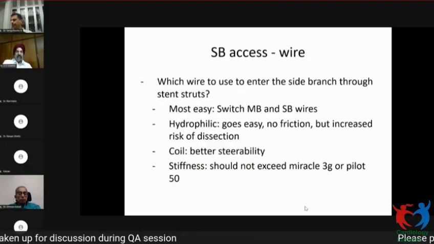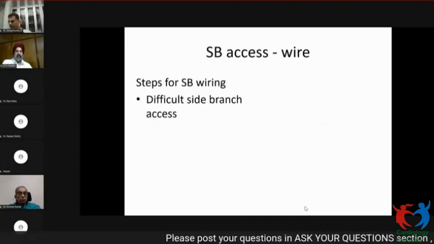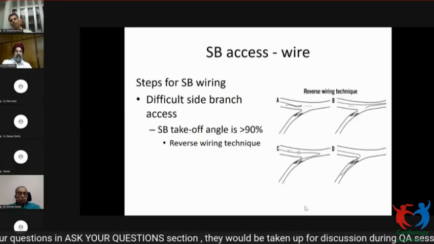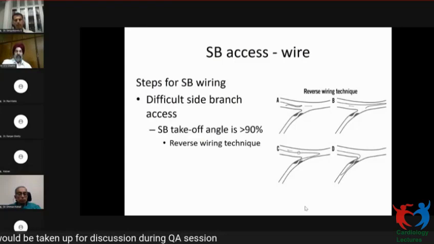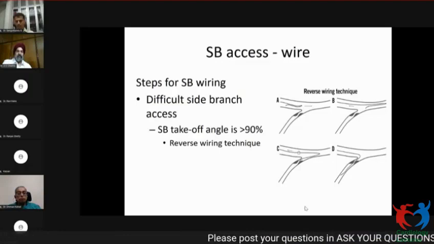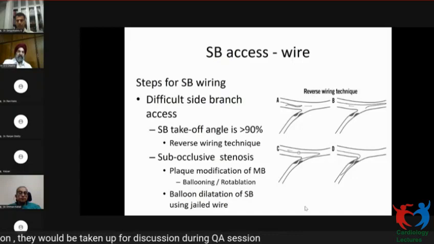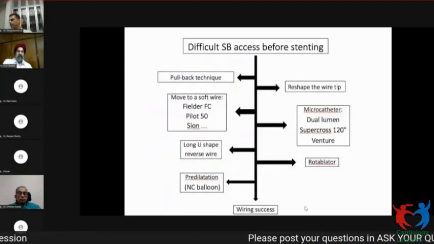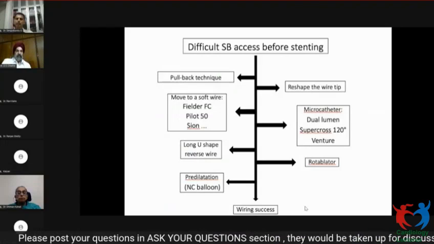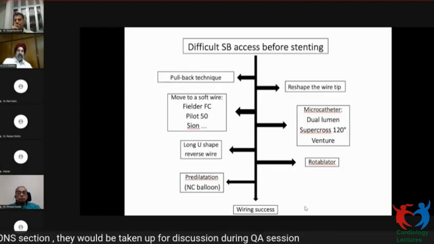And there are different techniques which you can use for a difficult side branch. If the side branch takeoff angle is greater than 90 degrees, you can use a reverse wiring technique as shown in the slide. You can create a loop in the branch, get into the main branch, and then while pulling back, the wire will automatically prolapse into the side branch. And if you have subocclusive stenosis, then you can balloon. And there are cases where rotablation has been done because it creates the space for the wire to turn. And you can also enlarge the vessel. So this is how you can proceed. You can do a pullback, you can use a softer wire, you can use a reverse wire technique, pre-dilate, use rotablator, or use microcatheters with dual lumen to cross or reshape the wire.